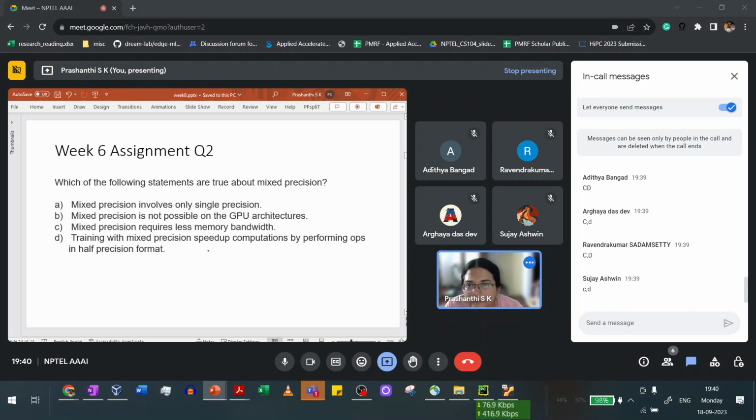Let's take a look at the answers. It is C and D. So let's see why these are not true. Involves only single precision, that's false. As the name itself says, mixed precision, right? So it does involve some computations in FP32 and FP16. So this is not correct.